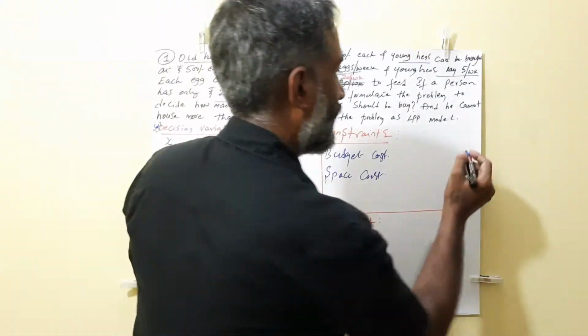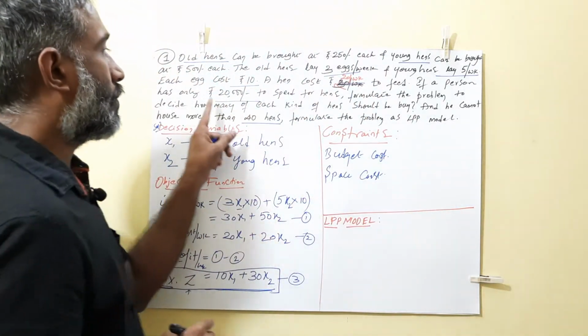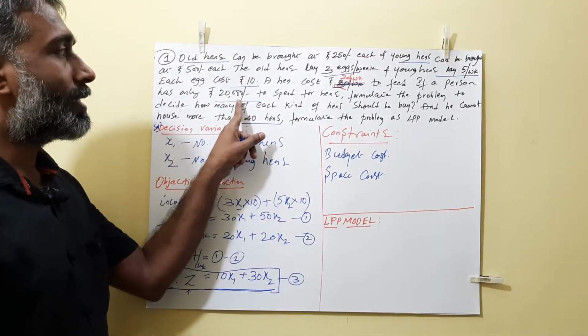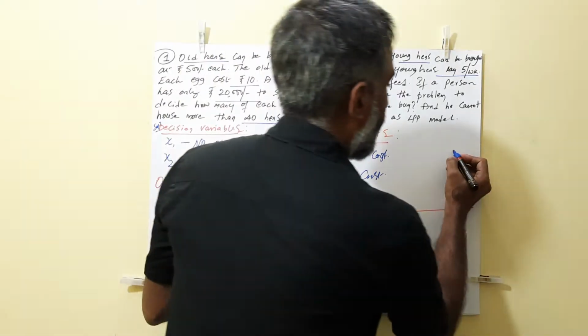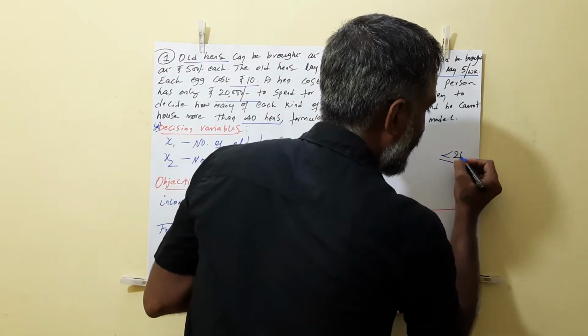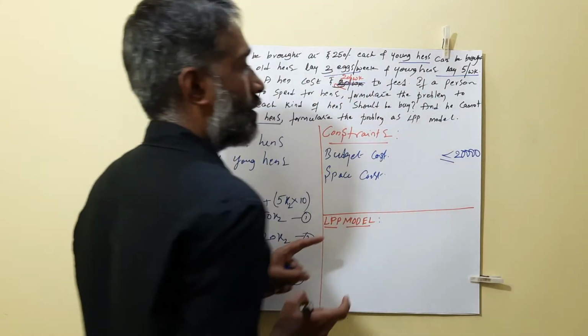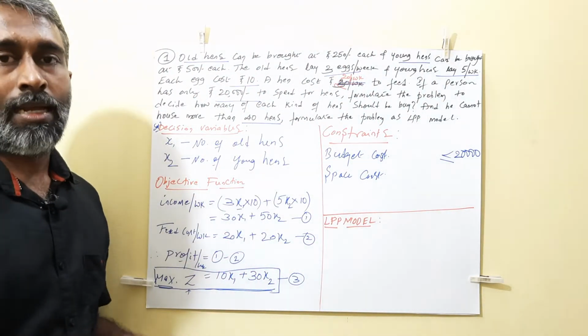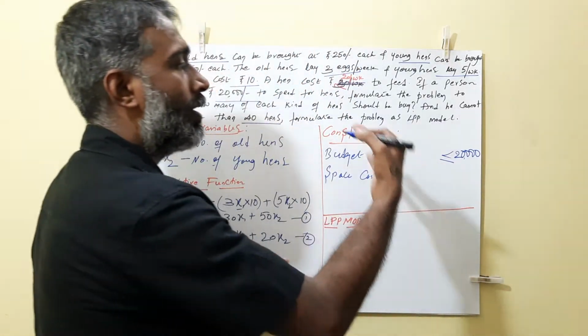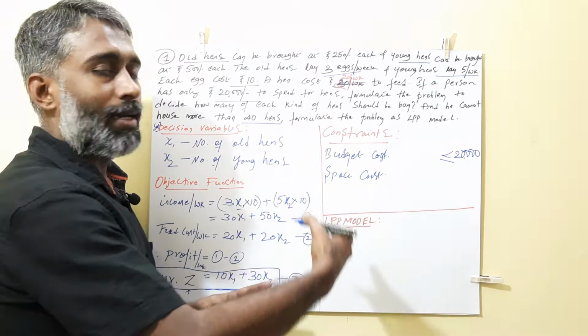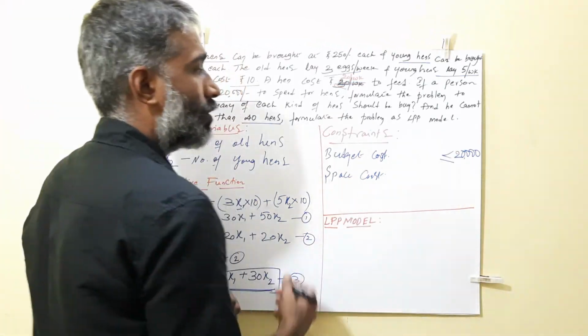So coming to the budgetary constraint, what is the maximum amount that he can spend? He can spend only 20,000 rupees. That means however many hens he buys, the total cost of that should be less than or equal to 20,000. You cannot spend more than 20,000. The meaning of that is the total expense should be less than or equal to 20,000 rupees.